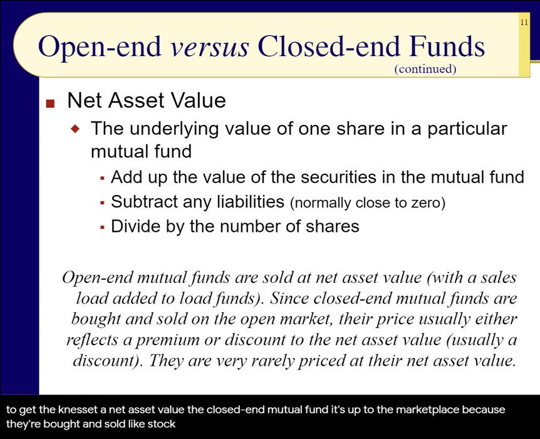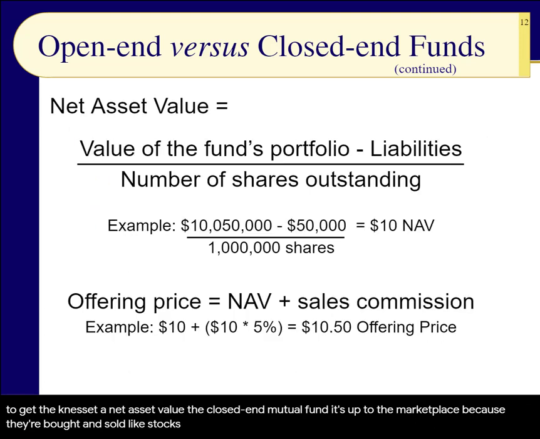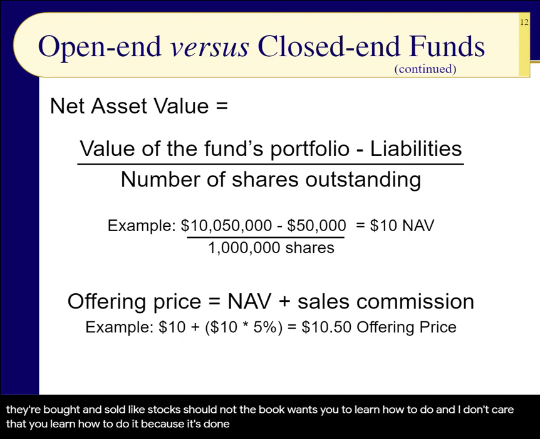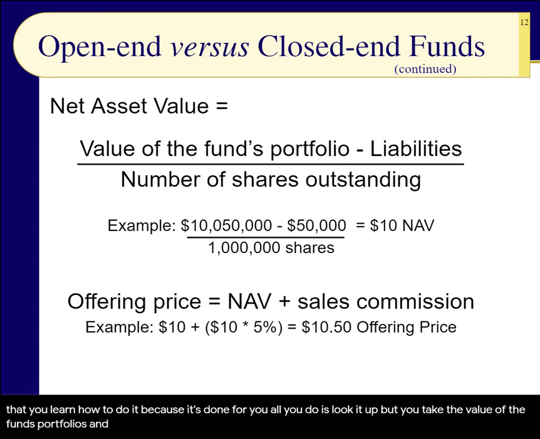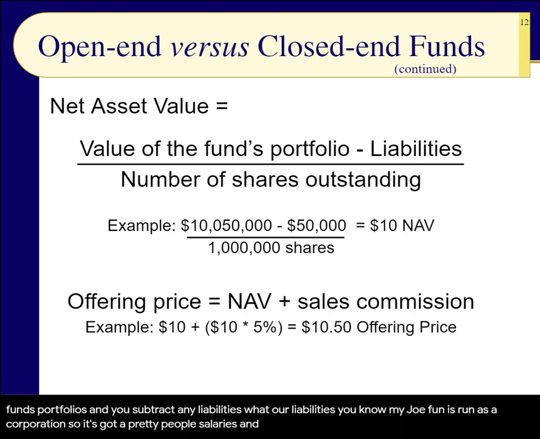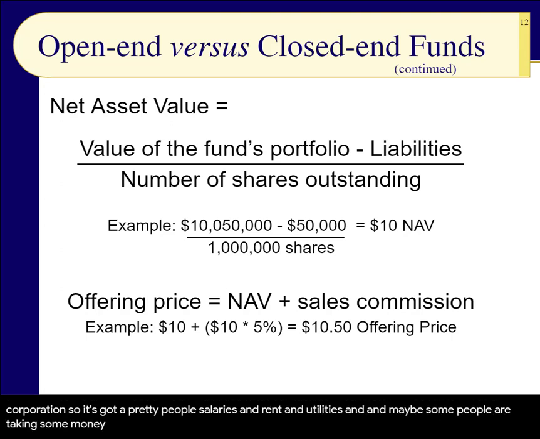like stocks. So here's the calculation that the book wants you to learn how to do, and I don't care that you learn how to do it because it's done for you. All you can do is look it up. But you take the value of the fund's portfolio and you subtract any liabilities. What are liabilities? The mutual fund is run as a corporation, so it's got to pay people salaries and rent and utilities, and maybe some people are taking some money out, so they have to pay them. So you subtract the liabilities and you divide by the number of shares outstanding.